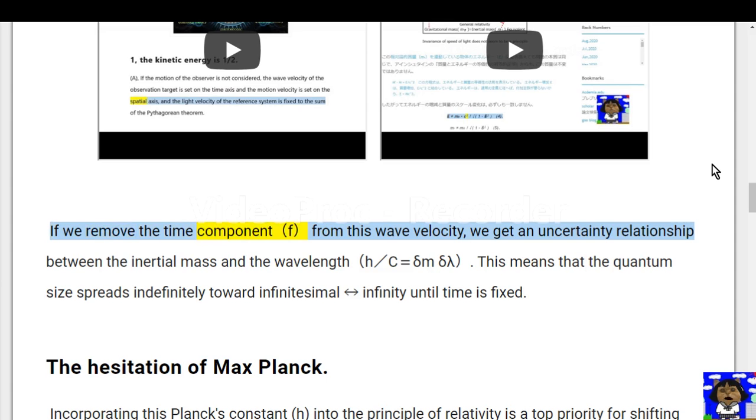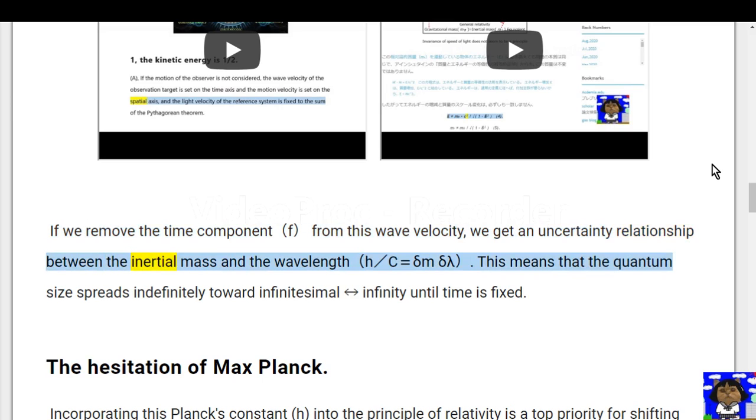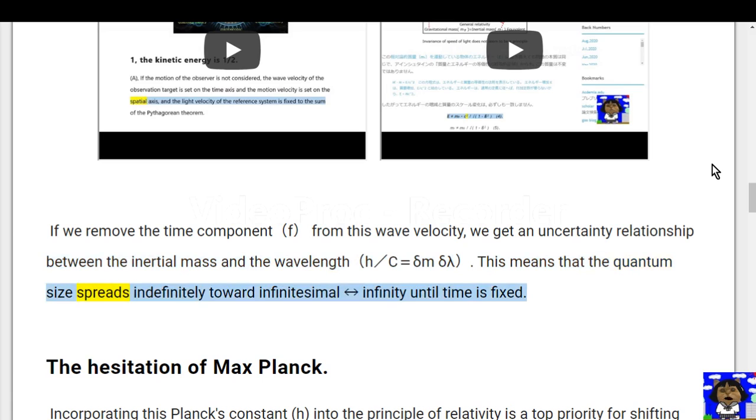If we remove the time component f from this wave velocity, we get an uncertainty relationship between the inertial mass and the wavelength, h/c equals mλ. This means that the quantum size spreads indefinitely toward infinitesimal and infinity until time is fixed. The hesitation of Max Planck.